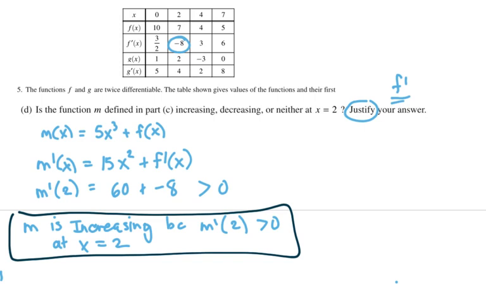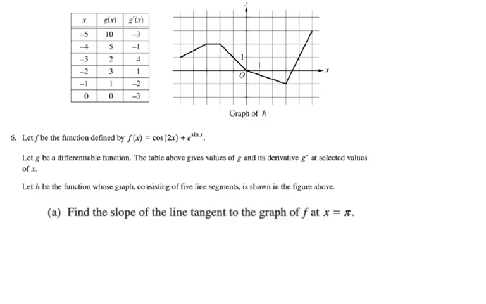And that's it for that problem. One more problem and we're done. So for number 6, we've got this table of values for g. We've got a graph of h. And they tell us that f is the function defined right here. It's differentiable. Okay, good to know.